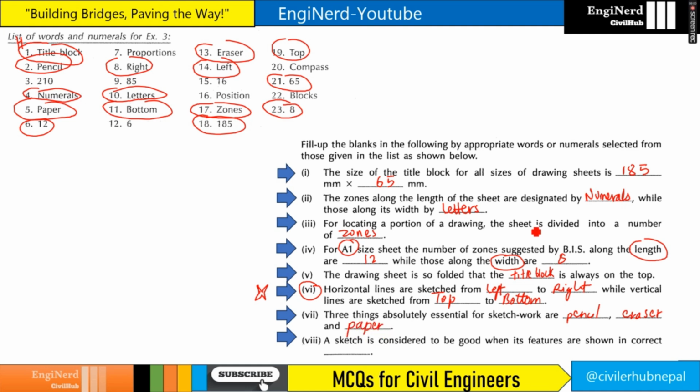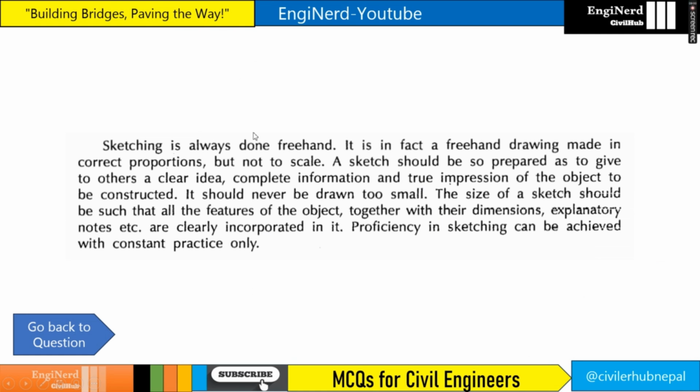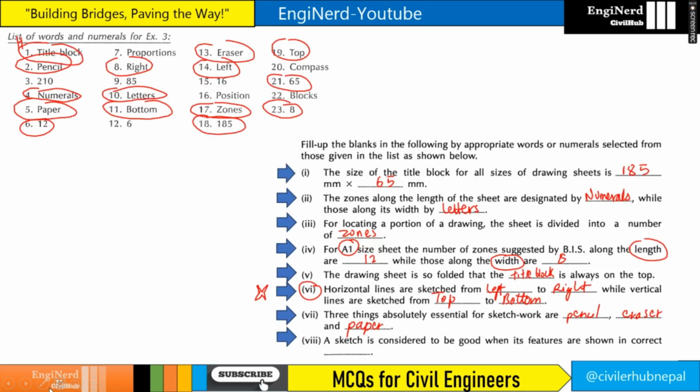So next question is, a sketch is considered to be good when its features are shown in the correct what? So let's see the answer. Sketching is always done freehand. It is in fact a freehand drawing made in correct proportions but not to scale. So let's see if we can find this word proportion here. So yes, in number 7 we can find the proportion. So here the answer is proportion.